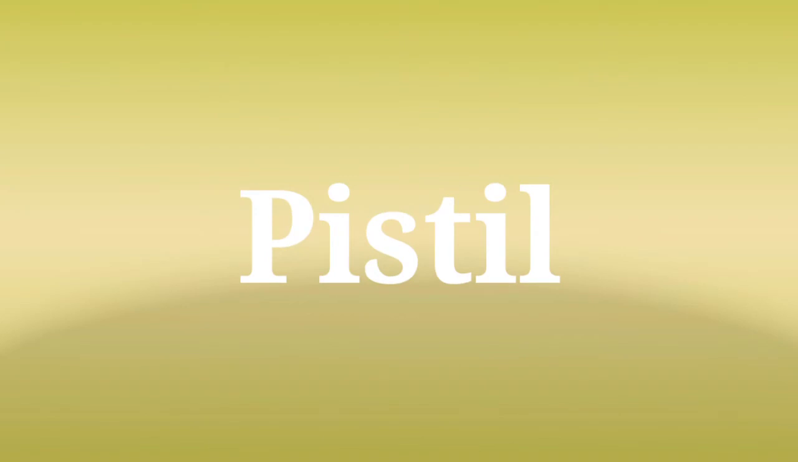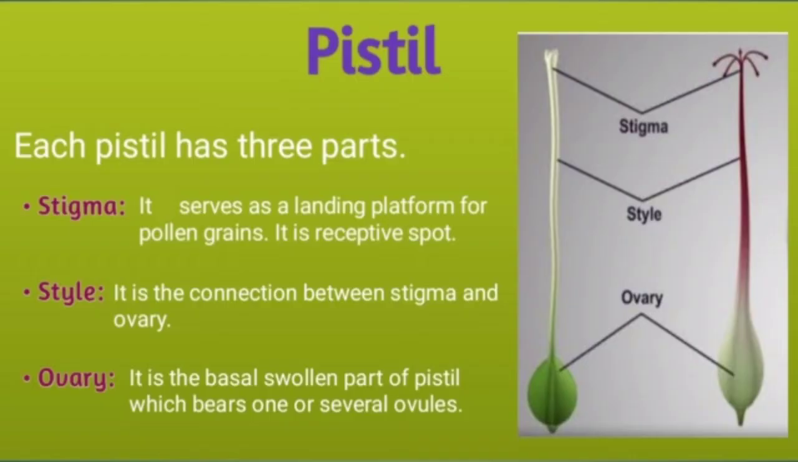First, let's discuss what is pistil, which we also call carpel. So pistil and carpel, these two words mean the same thing. Remember this: each pistil has three parts, that is stigma, style and ovary. First of all, let's see stigma. Stigma serves as a landing platform for pollen grains. It is a receptive spot. So stigma is receptive in function because it receives pollen grains from the anther.